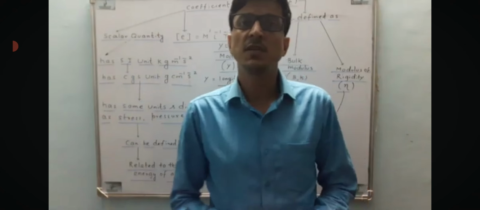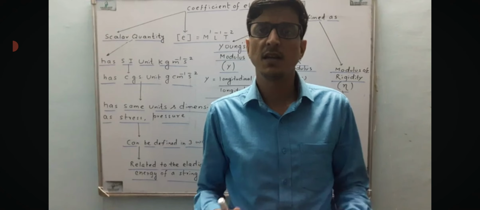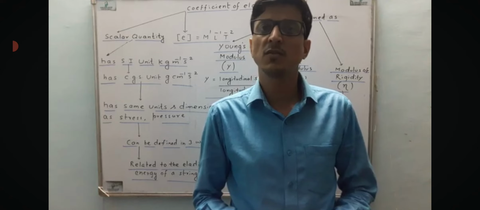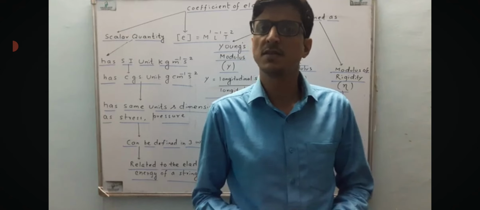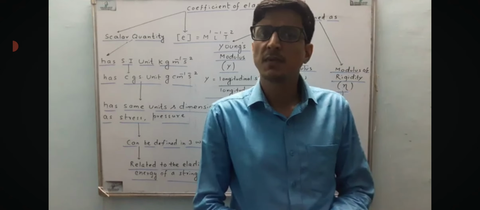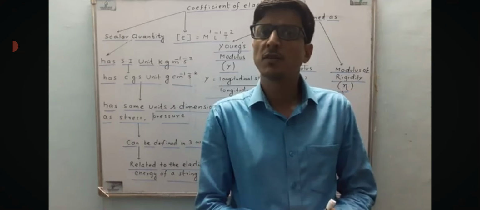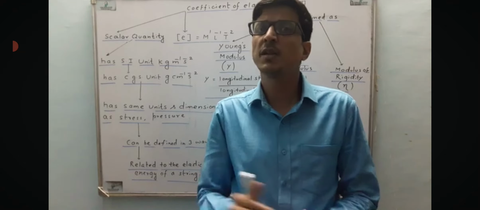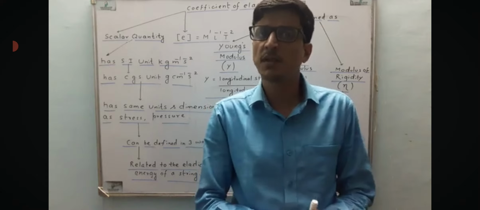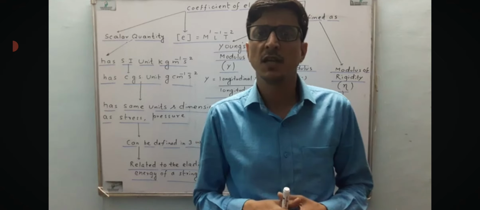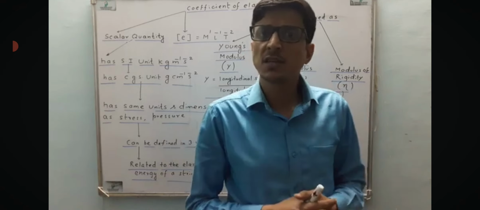I am the founder of Optimal Success Trajectory, and in today's class we shall discuss the coefficient of elasticity, which is represented by E. Coefficient of elasticity is a property of the material and it can be defined as Young's modulus, bulk modulus or modulus of rigidity. So let's see things in proper perspective.